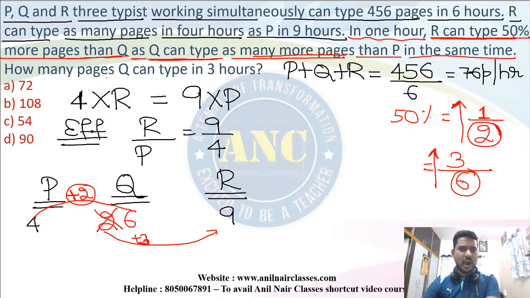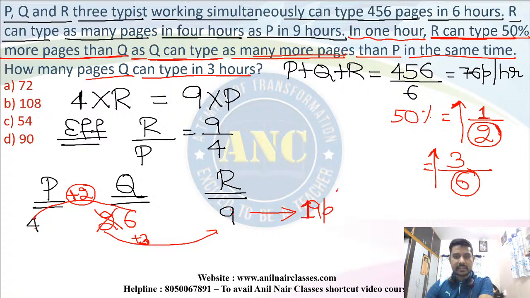What is the question? How many pages Q can type in 3 hours? So, the question is, in 3 hours, how many pages can Q type? Now, see here. Before that, can I say that this is according to the ratio? 4 plus 6 is 10, 10 plus 9 is 19. That means, according to the ratio, 19 pages are typed in 1 hour if all the 3 are working.